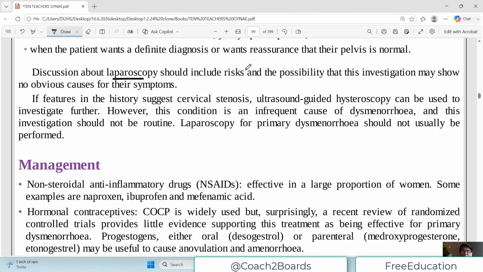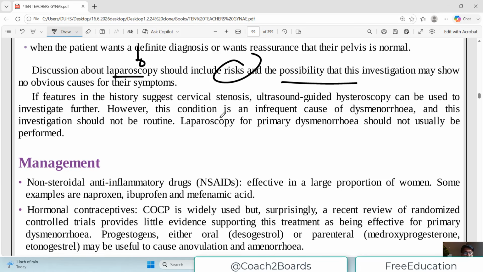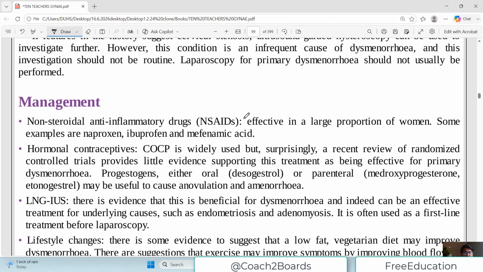Discussion about laparoscopy should include the risks and possibilities, because this is a kind of minimally invasive surgical procedure, but you need to tell the patient what the complications are. Particularly if you are dealing with a gynecological patient, you should be telling them the risk of future fibrosis and ectopic pregnancies and all those sorts of things, right? How do you manage these patients?